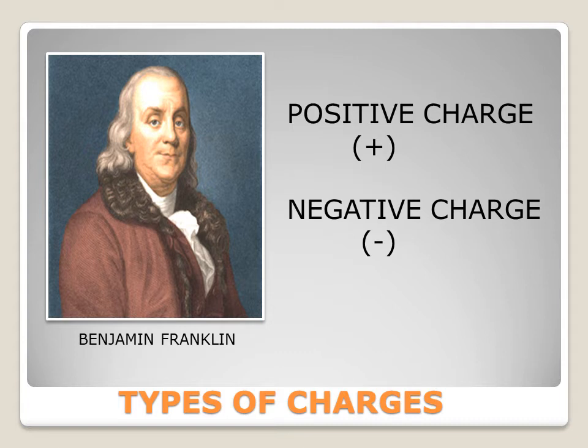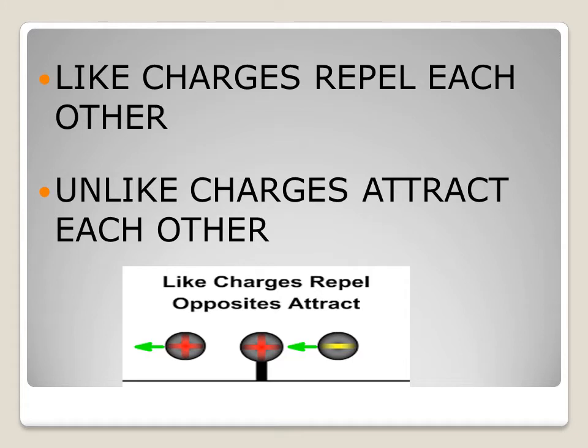Now, Benjamin Franklin suggested there are two kinds of charges existing in the universe, and this he found out in the 18th century. So he called one type of charge a positive charge and the other a negative charge. Based on Franklin's convention, rubber and amber rods are negatively charged, while a glass rod is positively charged. So the final conclusion was that like charges repel each other and unlike charges attract each other.